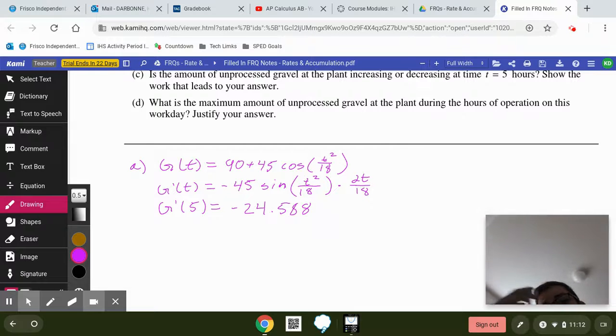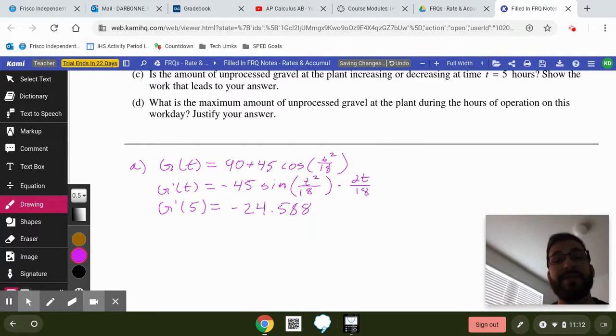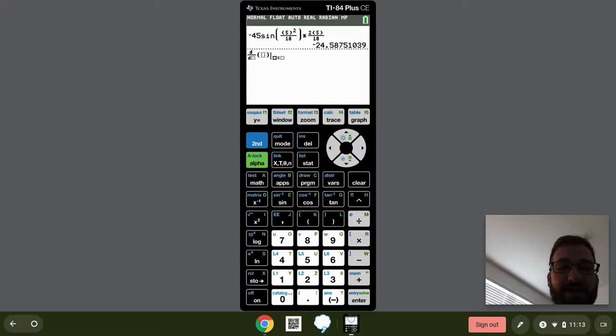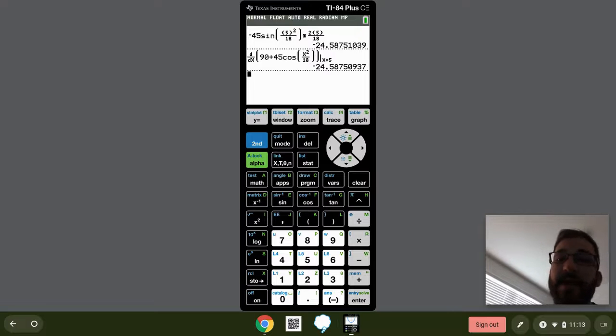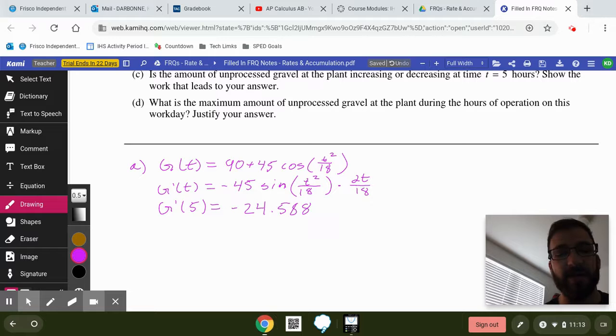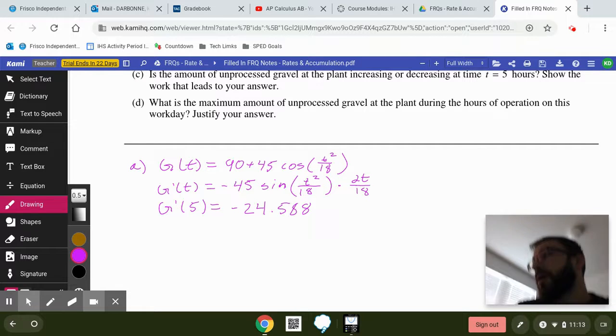And just to show y'all that you can also do this all the way from scratch. You didn't even have to find the derivative by hand in a calculator. So if I take my original equation, the 90 plus 45 cosine, I can go to math, and then you see option 8, nDeriv, that stands for function derivative. So d/dx of 90 plus 45 cosine of x squared over 18, and I want to evaluate it at x equals 5. And it gives us the same thing. So you can also have your calculator do this all for you from scratch. Okay, just want to show you both ways so you know if this is a non-calculator question, you can still do it. Okay, now let's talk about units.